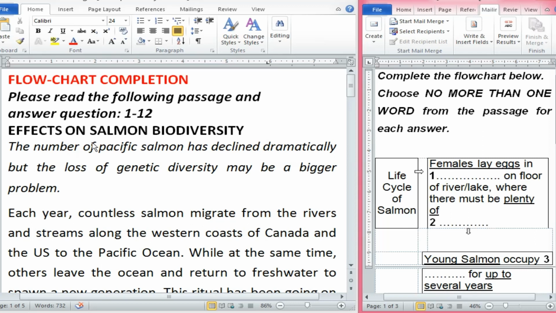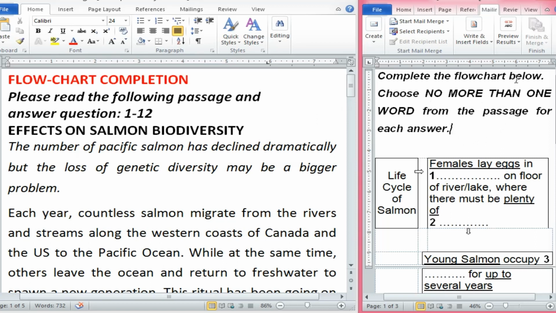So here, because it says effects on salmon biodiversity, I will read a bit. The number of Pacific salmon has declined dramatically, but the loss of genetic diversity may be a bigger problem. So perhaps they're talking about the biodiversity issues because of dams. So I have understood that, so I don't need to read it further. Now I'll go to the question type, right?